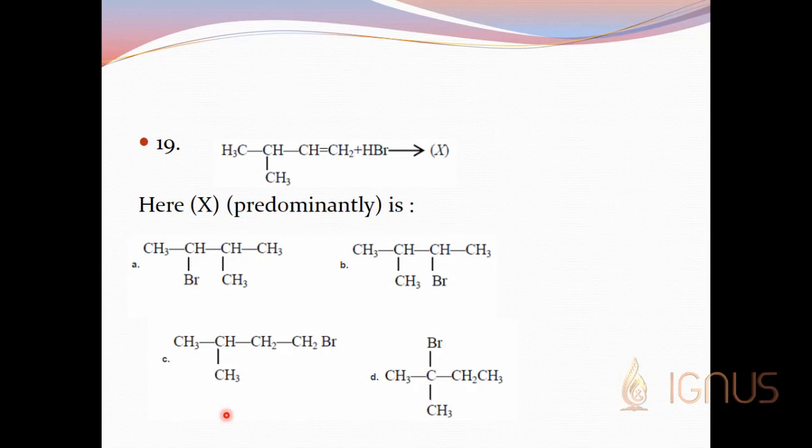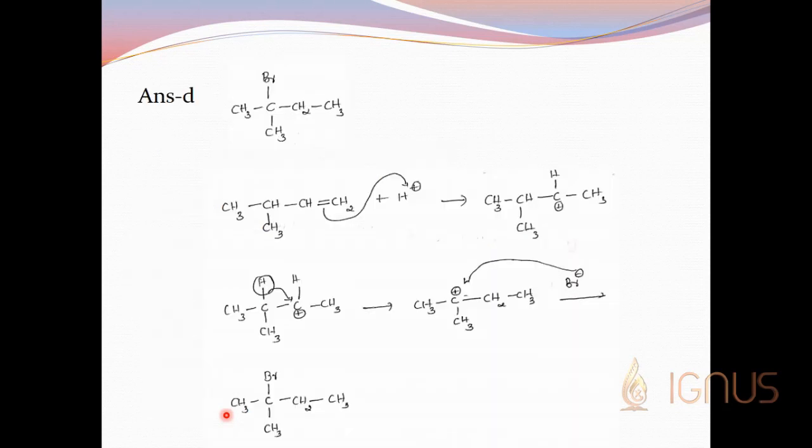Let us discuss the solution for this question. Answer is option D, 2-bromo-2-methyl-butane. Here you can see the mechanism. During this process, this double bond will abstract the proton to give carbocation. We know that always tertiary carbocation is more stable compared to secondary.